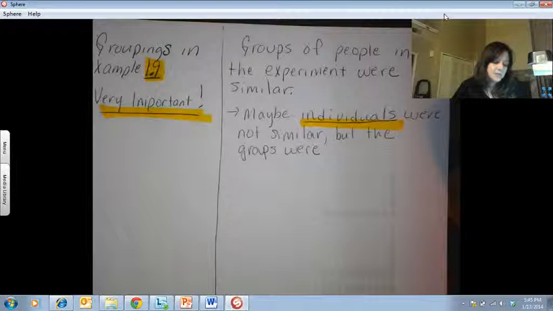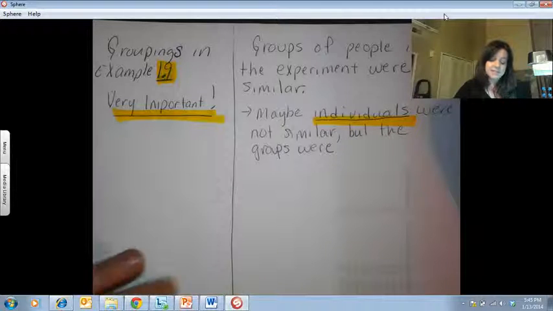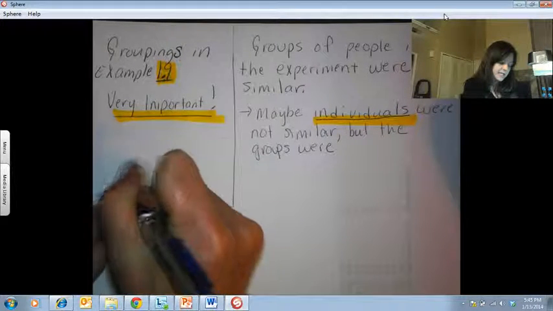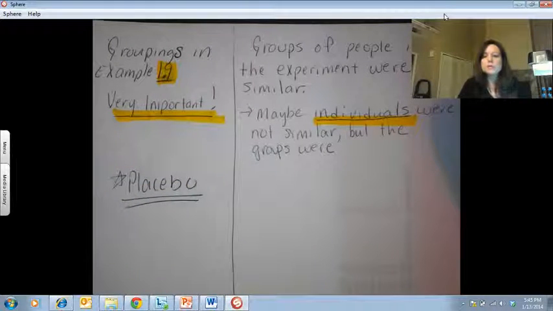Maybe individuals were not similar, but the groups were the same. So one group, they gave the placebo. That's an important word we're going to need to know later on. One group got the placebo, the other group got the actual vitamin C.